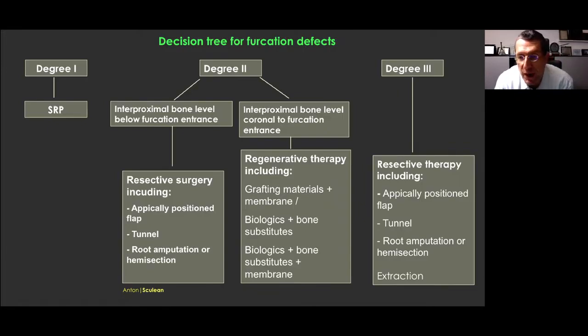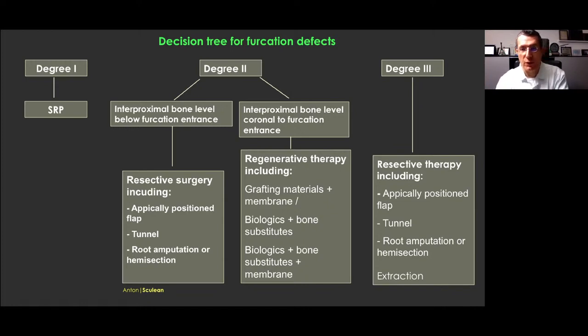If the interproximal bone level is located coronal to the entrance of the furcation and you have enough soft tissue to cover this area, in other words, you don't have a recession there, then I would go for a regenerative therapy, including mainly a combination approach.